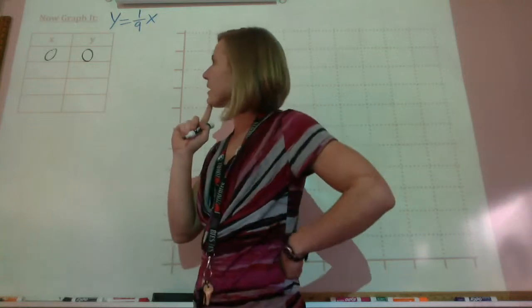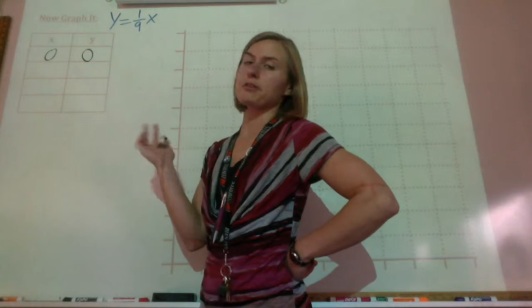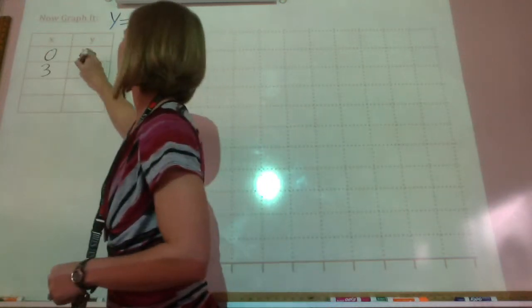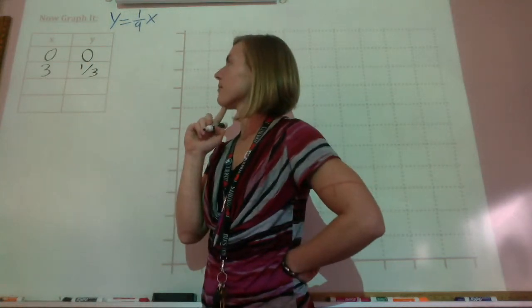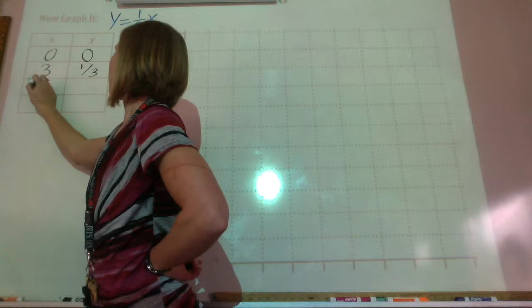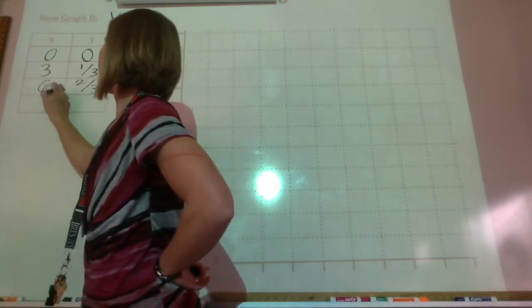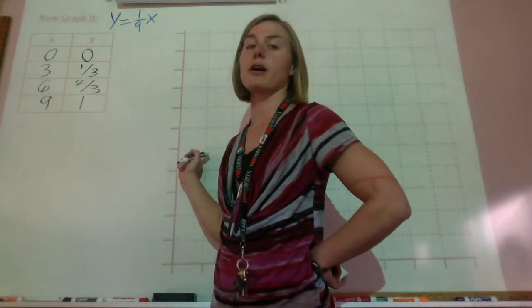Next nice number to put in, maybe 3. 3 is not too bad, because if I put in 3, that ends up being a third. And 1/3 is not too bad of a number. What else can we put in there? How about 6? Okay, we can put in 6. That makes it 2/3. And then 9 will come up to being 1. So those numbers aren't too bad, and now we can put it on our graph.